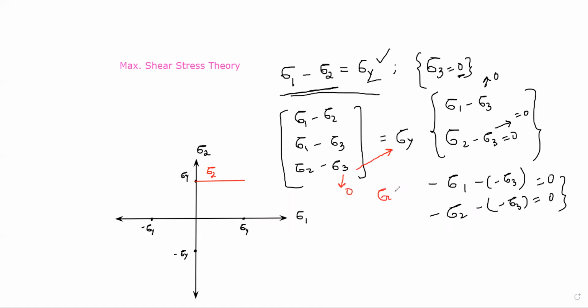Therefore, sigma 2 is equal to sigma y. That is represented by this straight line. So we'll write sigma 2 is equal to sigma y. And on this line, we are assuming that our sigma 3 is equal to 0.